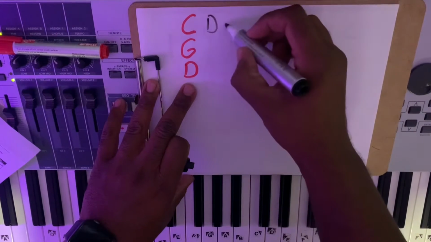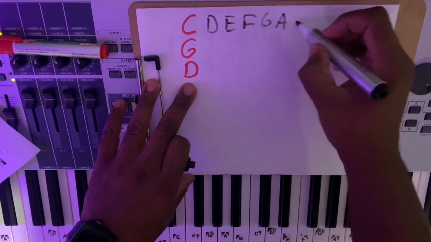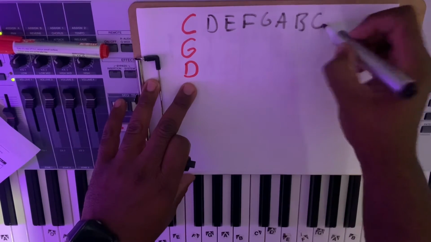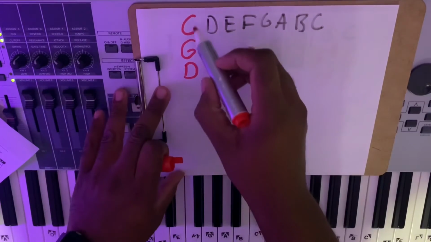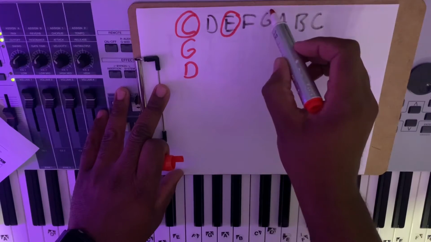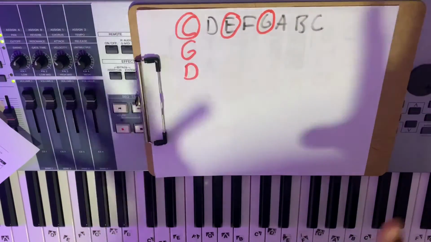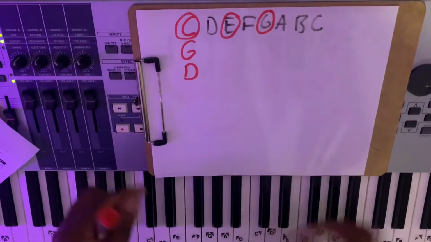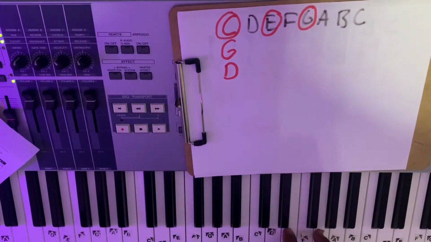C, D, E, F, G, A, B, C. And if we circle the first note, the third note, and the fifth note, that gives us the C major chord. Oh, wait, that's not the right sound. There we go. So that's the C chord.